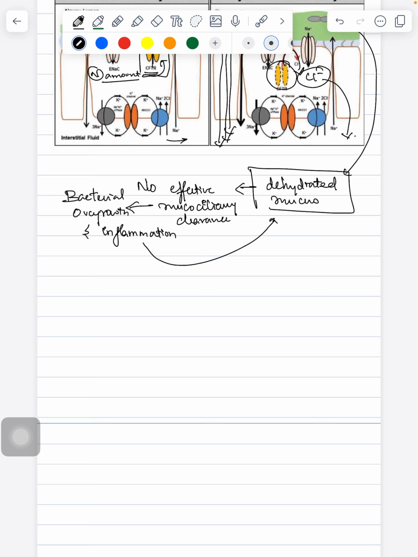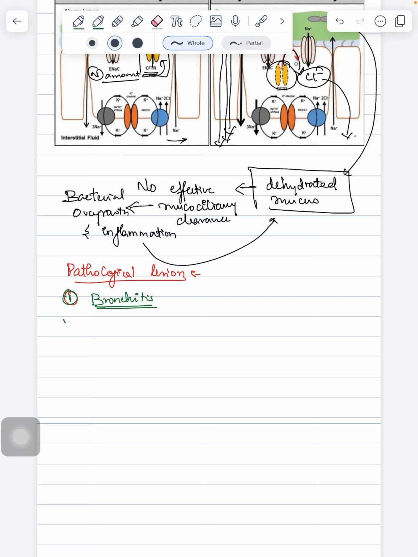So what is the pathological lesion in the lungs? Initially it will affect the small airways, and only then will it go on to the large airways. Since the small airways are affected first, there will be inflammation of the small airways, or small bronchioles. Since there is inflammation of the small airways, there will be what is called bronchiolitis.